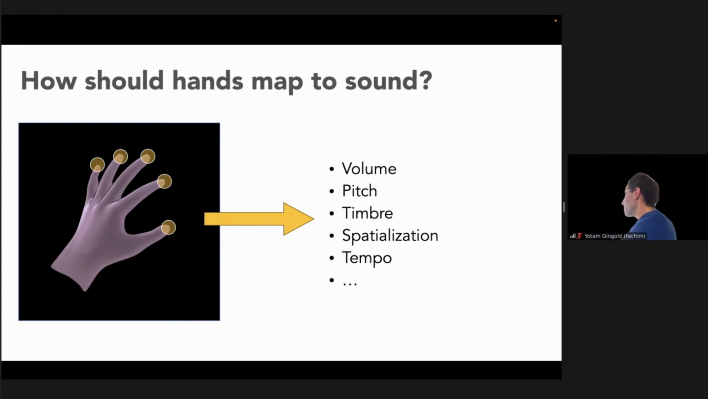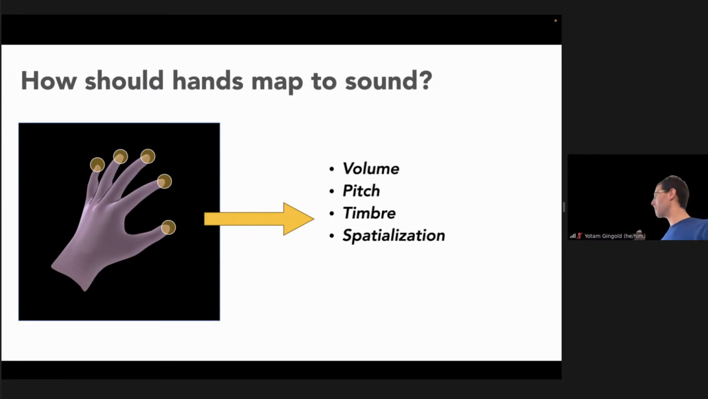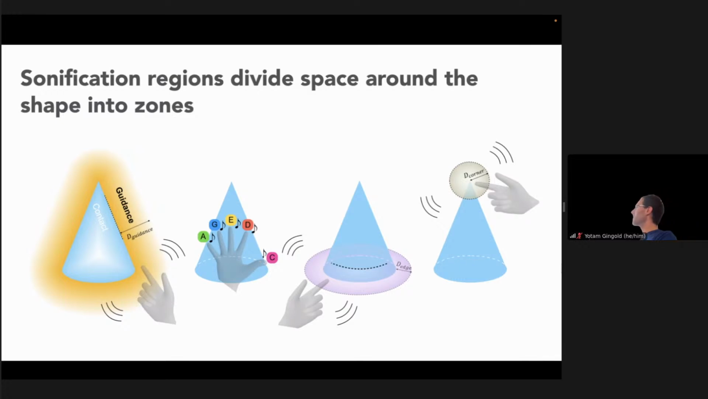And then, of course, there are many different ways to map data to sound information with sonification: volume, pitch, timbre, spatialization, tempo, other features of sounds. What we focused on was volume, pitch, timbre, and spatialization. This is a very design-heavy project, so I'll walk you through the design and what we ended up with. In our sonification, we sonified regions that divide space around the shape into different zones.